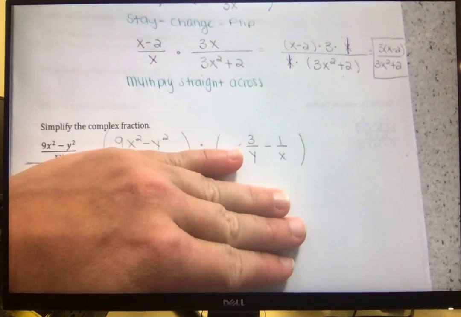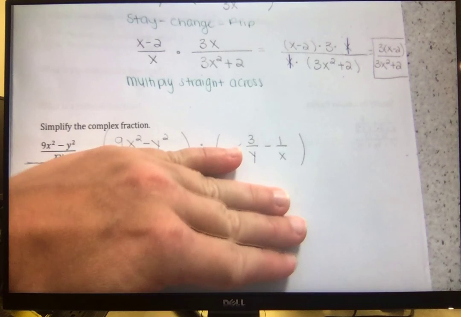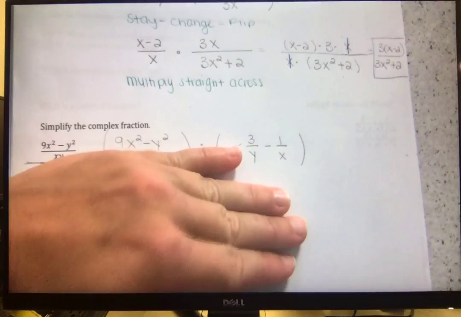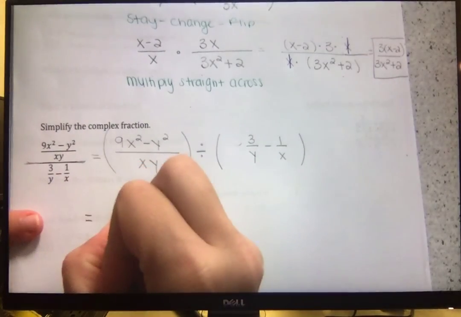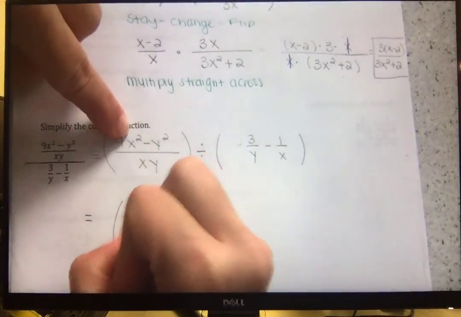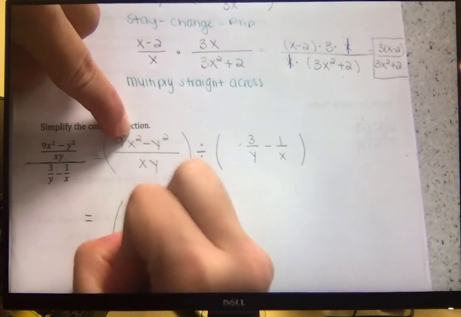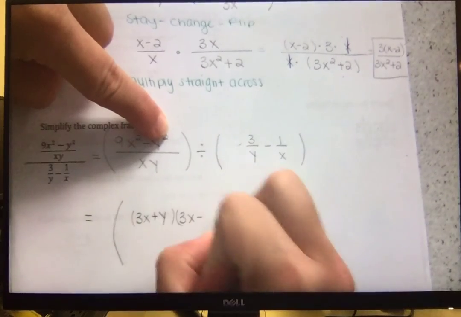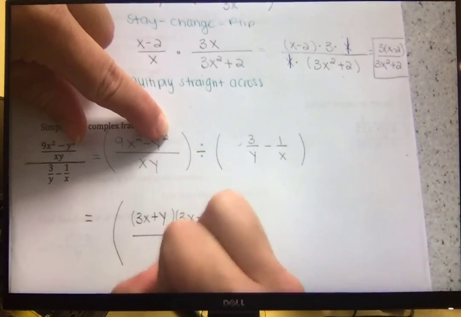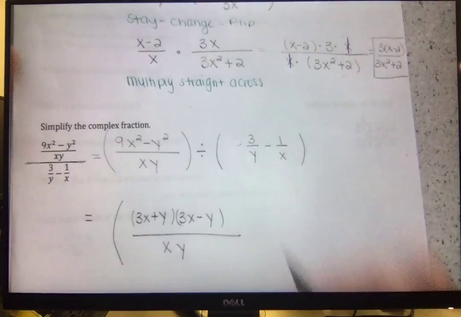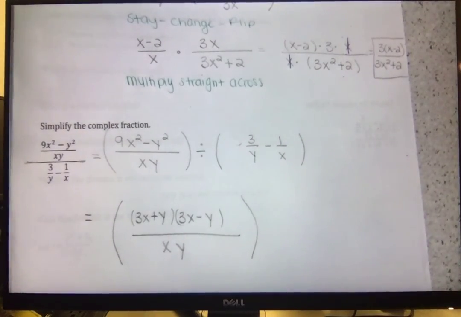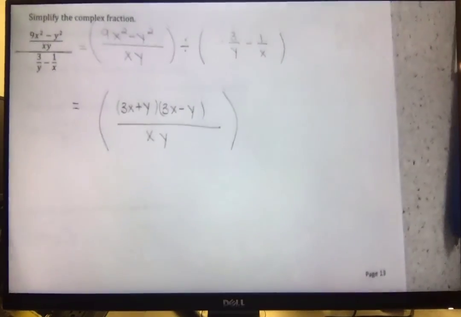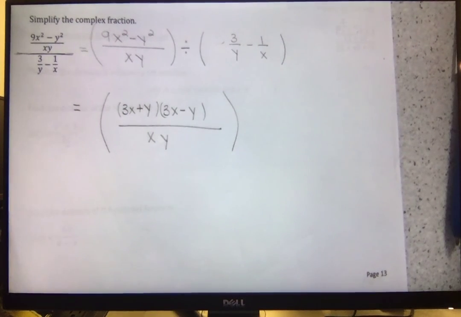Okay, so let's think about 9x squared minus y squared. Let's try to factor this. What do you think about it? Difference of perfect squares. So 9x squared is 3x and 3x. One's positive, one's negative. Y squared is y times y, all over x times y. We have it factored, nothing canceled, but at least it's ready for us to cancel. So that's all we can do with that first fraction.